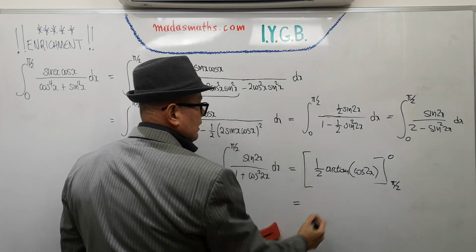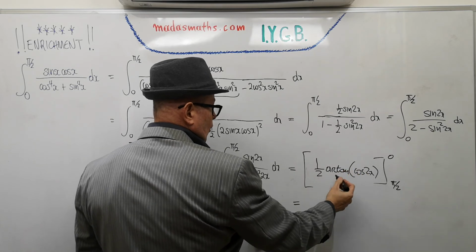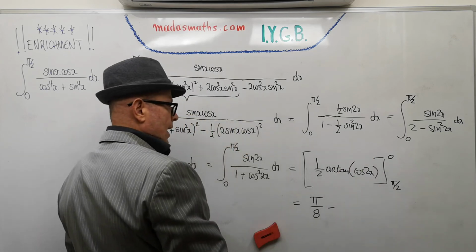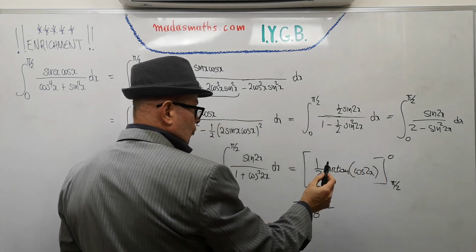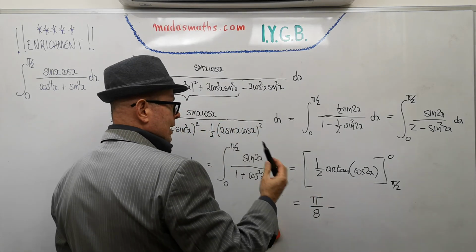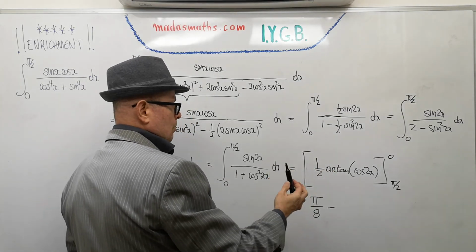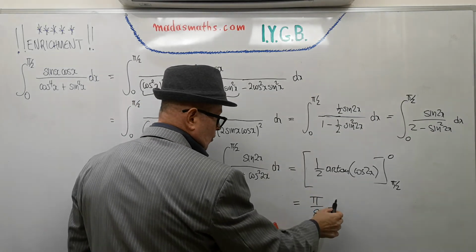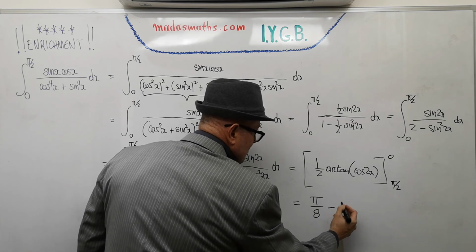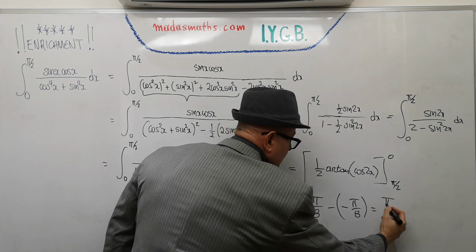Okay, it shouldn't be too hard. Putting 0 in there, cos of 0 is 1. The arctan of 1 is pi over 4. And I have a half, so it's pi over 8 on the top limit, minus. I'm putting pi over 2 into cos of 2x, not the cos of x. So the cos of pi is minus 1. So I've got the arctan of minus 1, which is of course minus pi over 4. So it's minus pi over 8. Careful, because it's very easy to write minus pi over 8 is equal to 0. It's of course minus minus. So let's write it: minus pi over 8. And of course the answer to this one should be pi over 4.